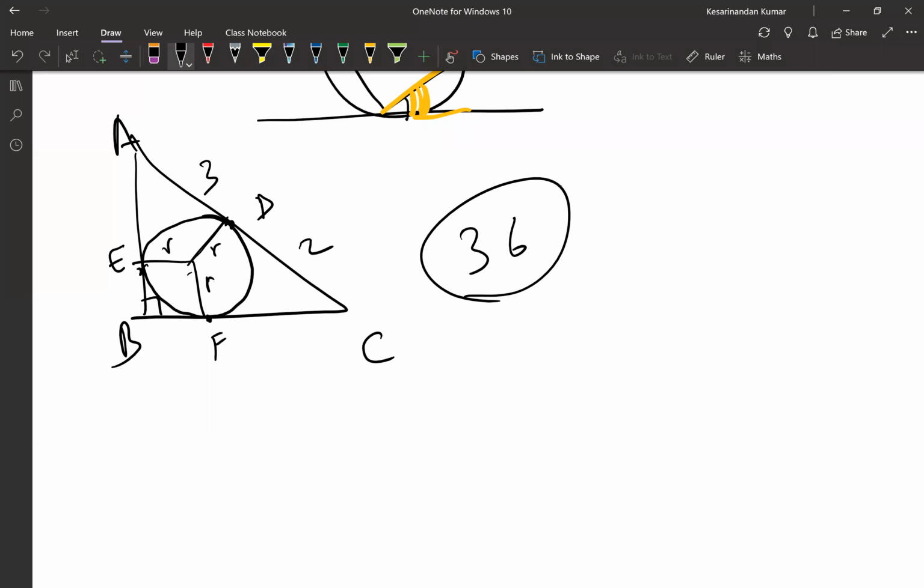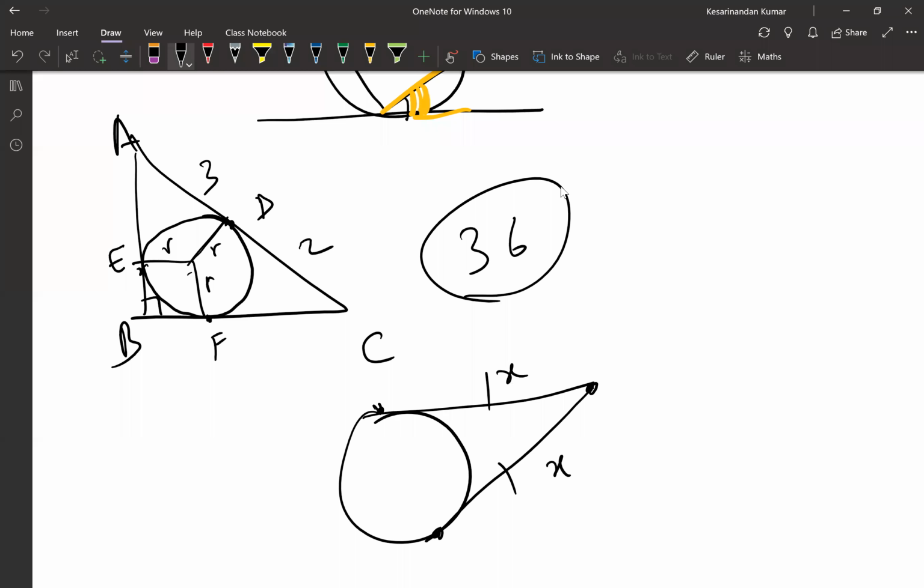One more important theorem, guys, just before this: from a point, if I draw two tangents to the circle, these tangents will always be equal, both of them. This is a basic formula. If you didn't know, just to help you remember, this might be useful for you. That's why I have told this.